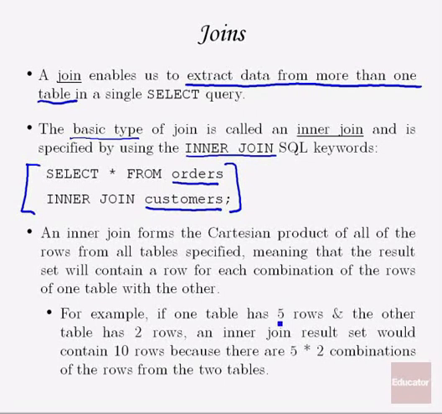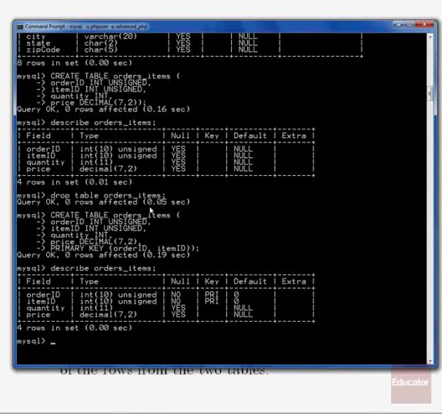So, for example, if the orders table had 5 rows in it and the customers table had 2 rows in it, our result set from this query here would be 10 rows, and basically it would be a combination of each of the 5 orders with each of the rows in our customers table. It's a little abstract, so let's look at a quick example.